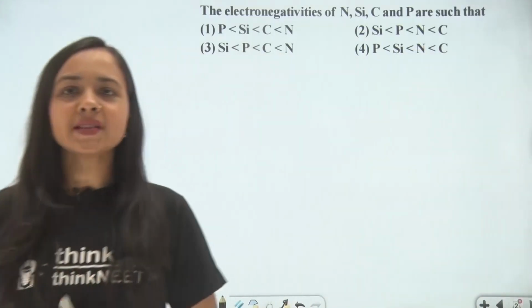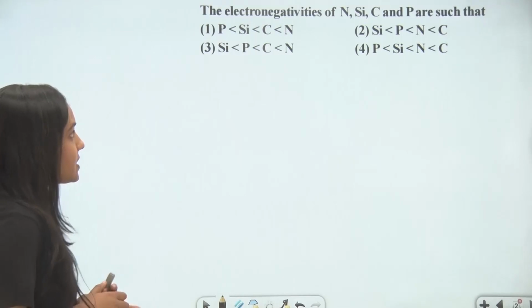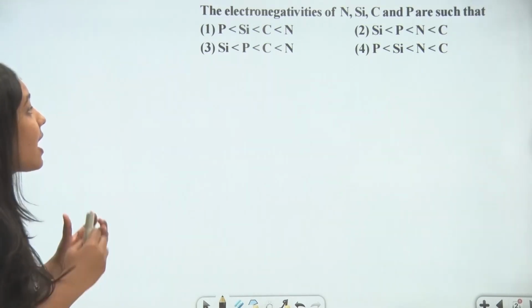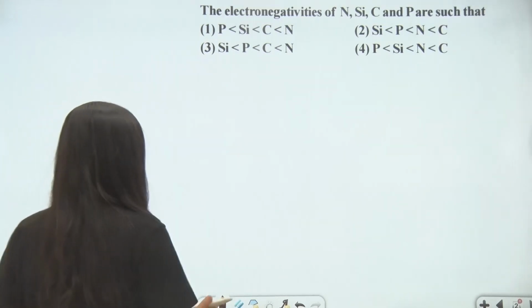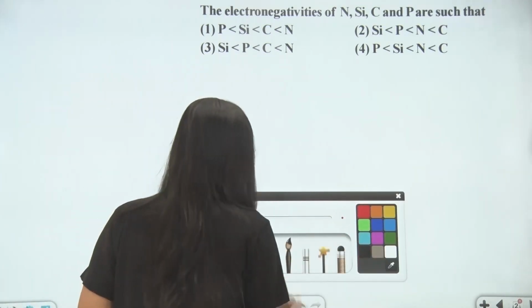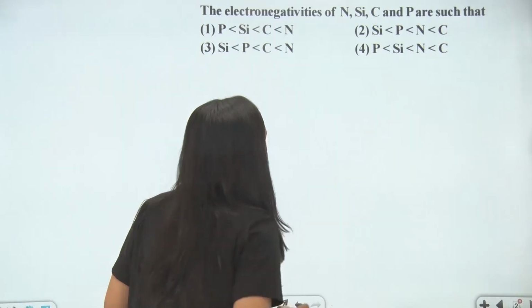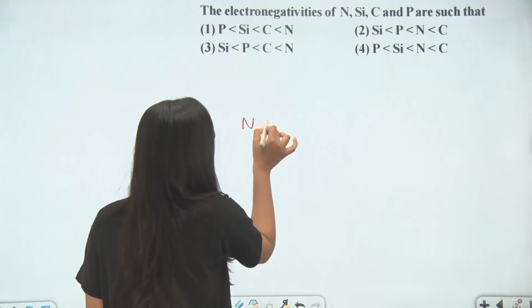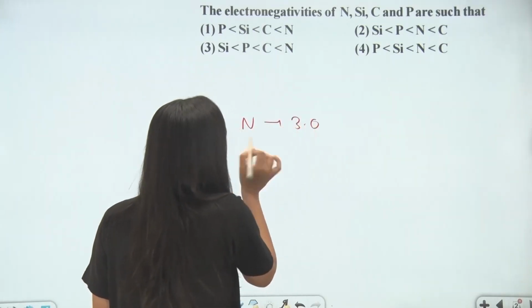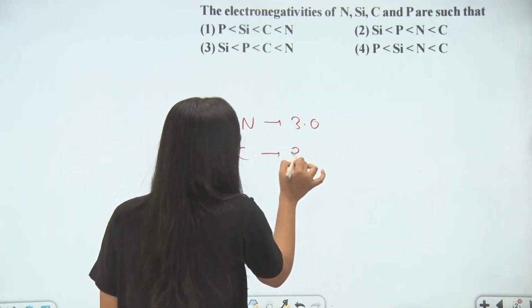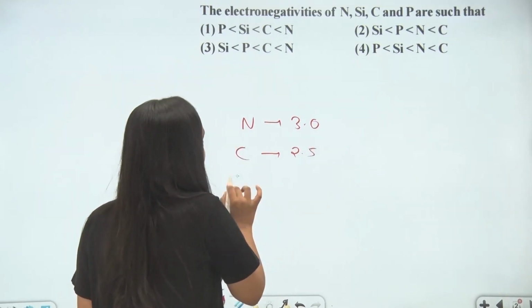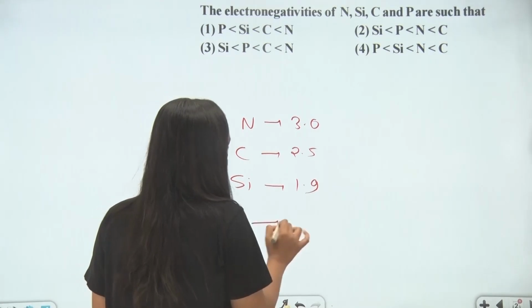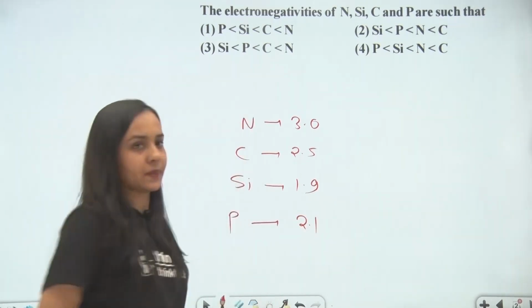Hello dear students, our next question is, the electronegativities of nitrogen, silicon, carbon and phosphorus are such that... So student, in this question, if we talk about electronegativity, then nitrogen has electronegativity value 3.0, carbon has electronegativity value 2.5, silicon is 1.9 and phosphorus has electronegativity value 2.1, right?